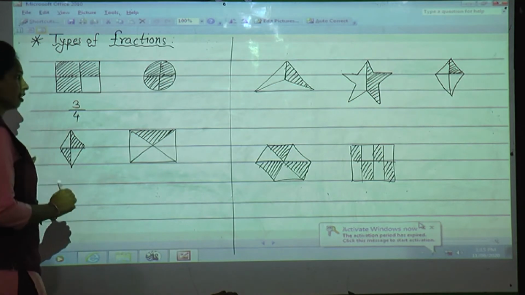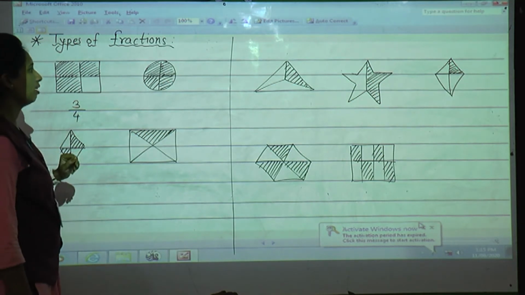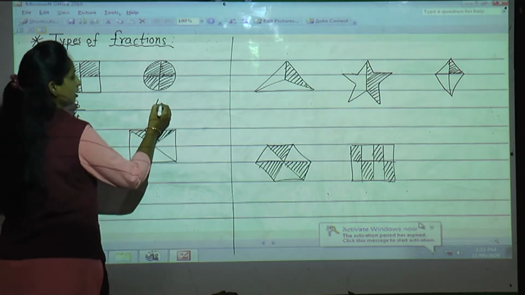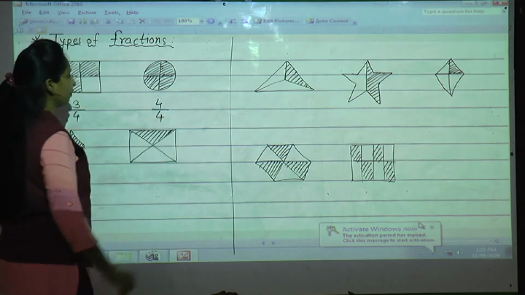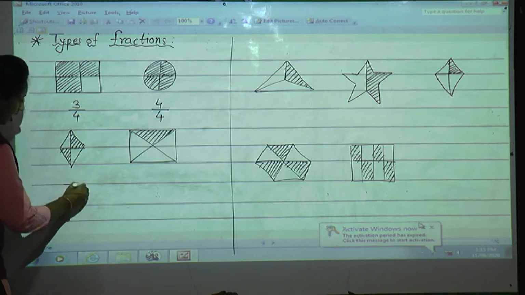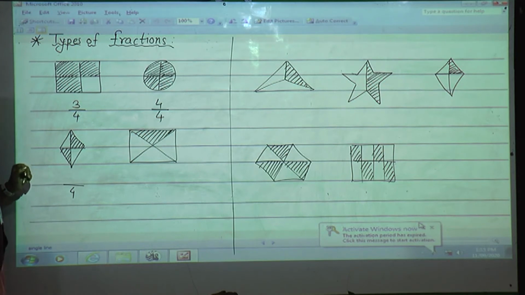Yes. This is a circle. Now can you tell me how many parts are colored? 4 parts, isn't it? Out of 4 only. Now see this shape. Now diamond, how many parts are there in this? 1, 2, 3, 4, isn't it? Out of how many parts are colored?